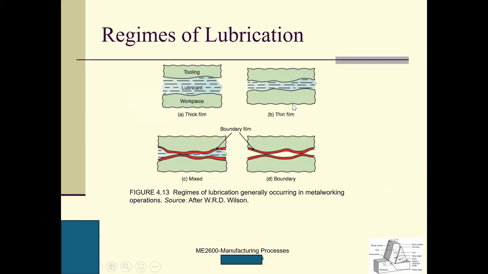So regimes of lubrication. Let's talk about lubrication here. Suppose we have tooling here, a workpiece, and some lubricant in between. So this is a thick film. I mean lubricant film. So this is a thin film. It is thin. So this is mixed: somewhere is thick, somewhere is thin. So this is a boundary film. These are the regimes of lubrication generally occurring in metalworking operations.